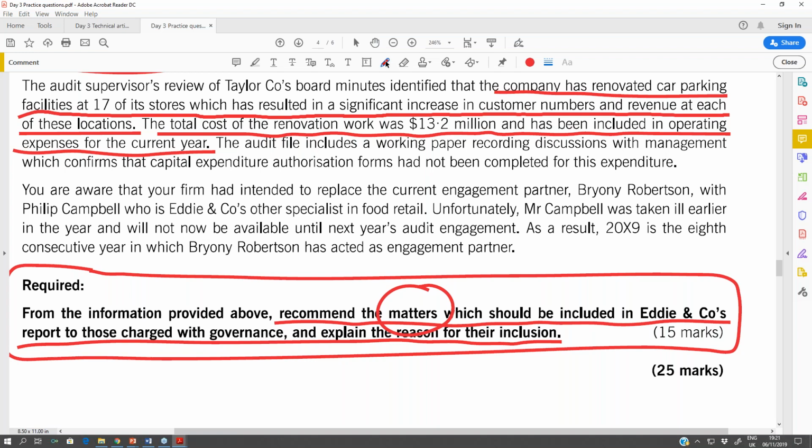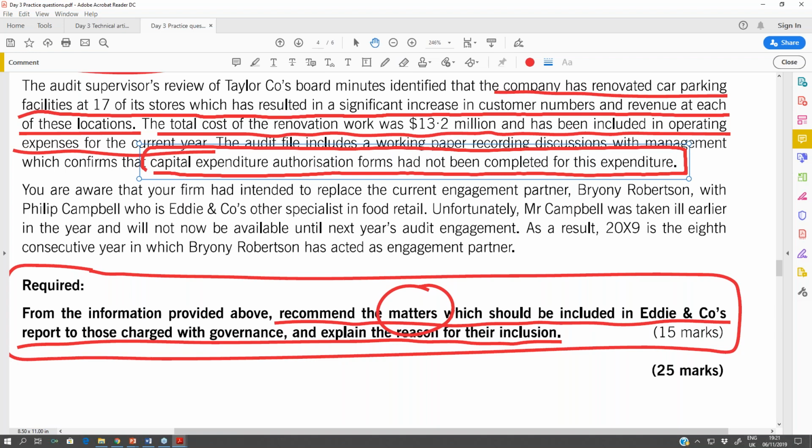Is this an internal control weakness? Capital expenditure authorization form has not been completed for this expenditure. Is this a deficiency in the internal control system? Should I be communicating the deficiency to management as part of my report to those charged with governance? So can you gain marks from here? And now look at the last paragraph, because you will get confused in the last paragraph.